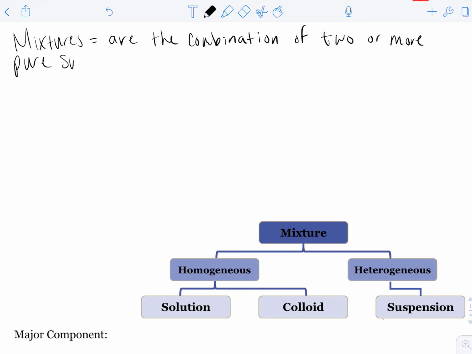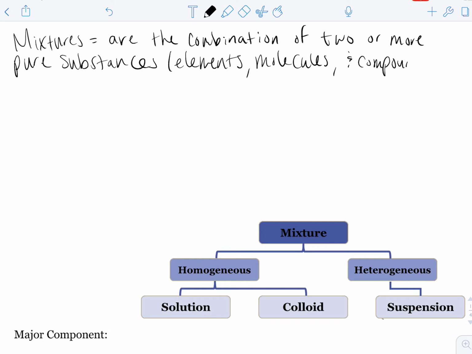And if you've forgotten what a pure substance is, these are going to be our elements, molecules, and compounds. Okay.